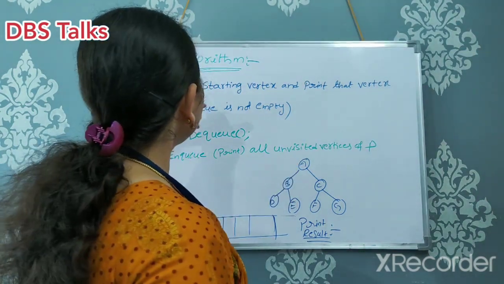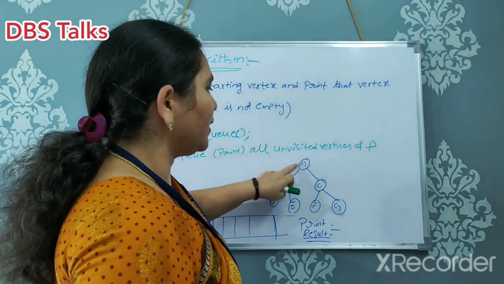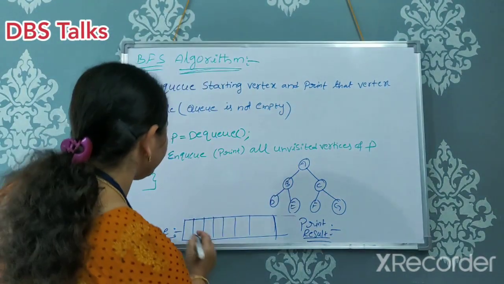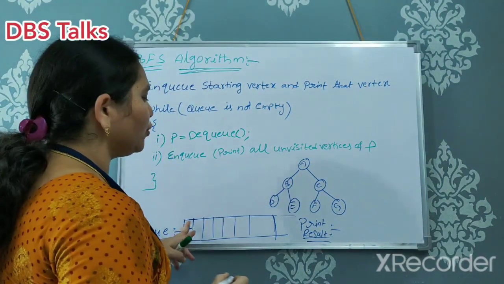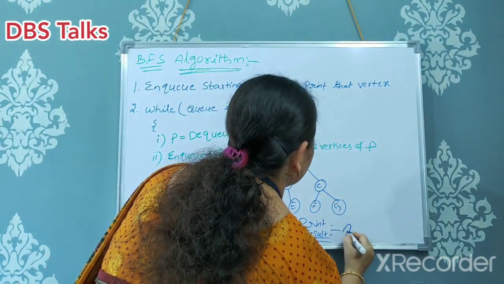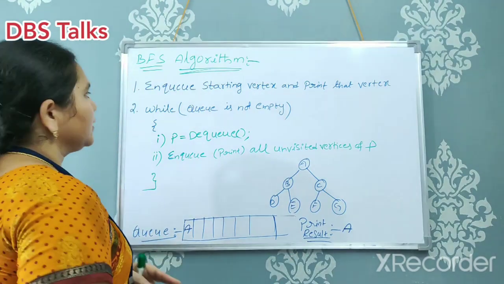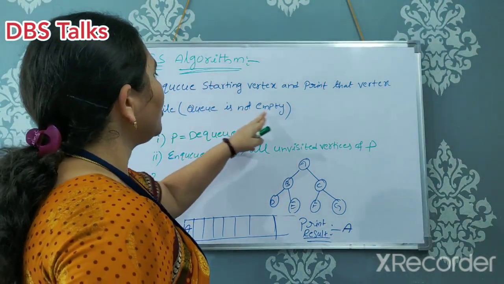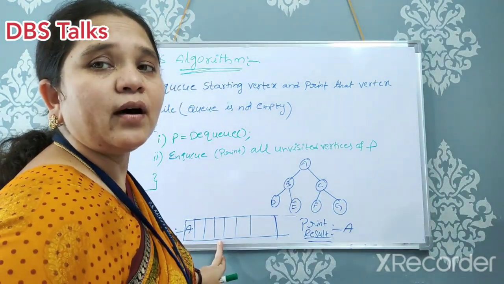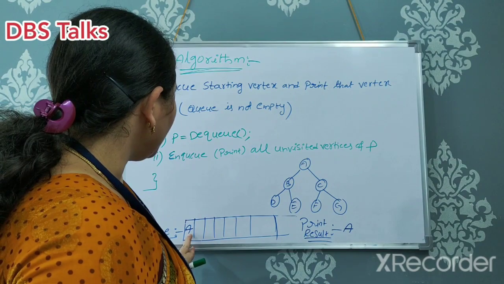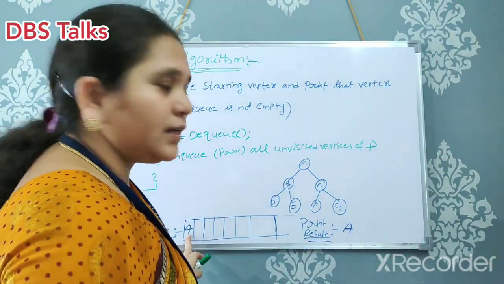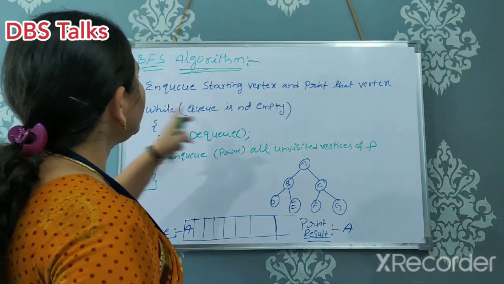NQ the starting vertex. NQ means insert. What is the starting vertex? A. When we NQ, we automatically print the vertex, so the answer is A. Then while Q is not empty. Here observe, this is Q. Is Q empty? No, Q is not empty, because we already inserted the starting vertex A here.